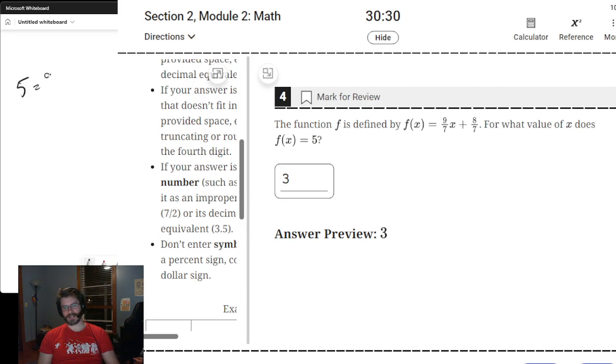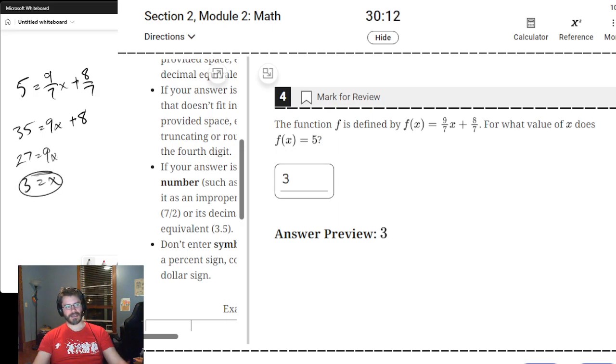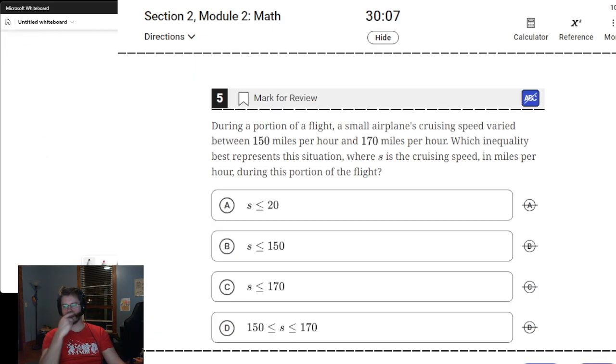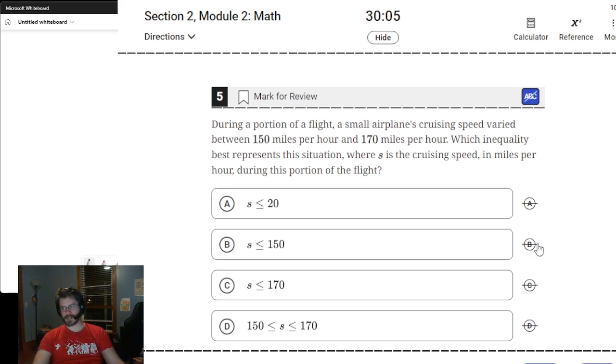5 equals 9 over 7x plus 8 over 7. Multiply everything by 7, you get 35 equals 9x plus 8. Subtract the 8, divide by 9. We get 27 equals 9x. Divide by 9, we get 3 equals x. So pick your method. I'm finding that I'm really liking that Desmos is available.